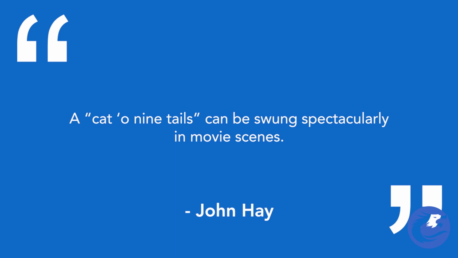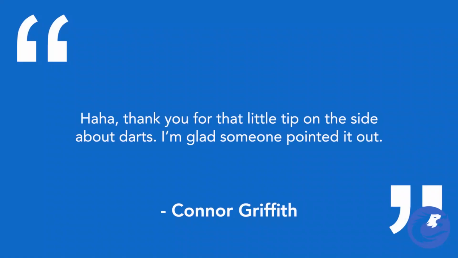Really good. John Hay, pick a prop for jiu, meaning number 9. A cat o' nine tails can be swung spectacularly in movie scenes. I agree. Connor Griffith, on pick a prop for zhong or zhong, depending on the circumstances. Haha, thank you for that little tip on the side about darts. I'm glad someone pointed it out. I believe that we mentioned that in the video. But yes, zhong means middle. So we say, how about a dartboard or darts? That'll work absolutely fine.